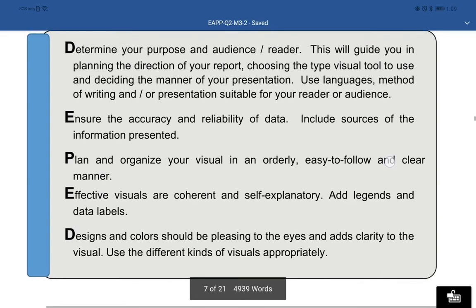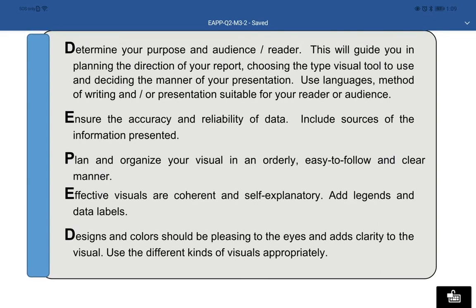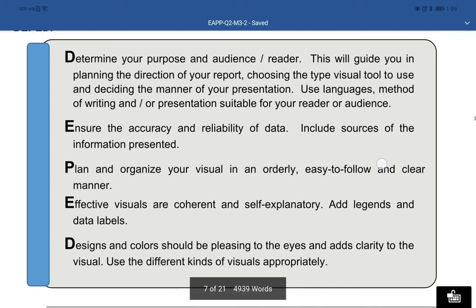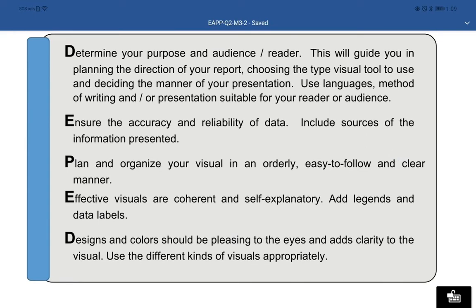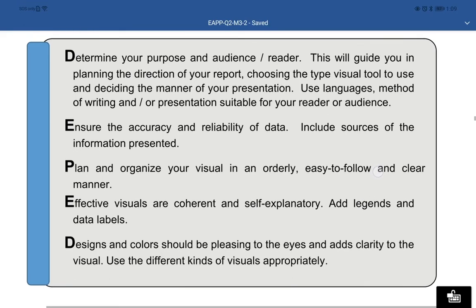So, yun. So, yung P, yung planning. Effective visuals are coherent and self-explanatory, add legends and data labels. So, yun nga, sinasabi natin na dapat yung summary mo, self-explanatory siya. Maiintindihan siya nung magbabasa on their own. Sabihin, hindi na kailangan magbasa pa ng ibang information. Pag nakita nila yung table, pag nakita nila yung Venn diagram, alam na kagad nila kung ano yung gusto mong ipaliwanag dun sa may graphic na yon. Kaya maglagay ka ng legends or data labels.